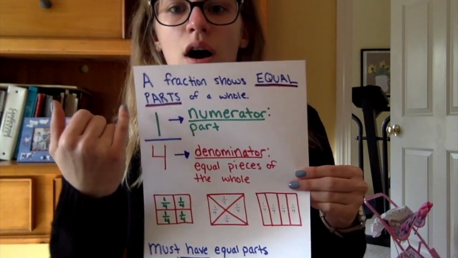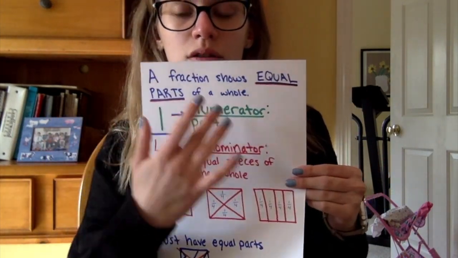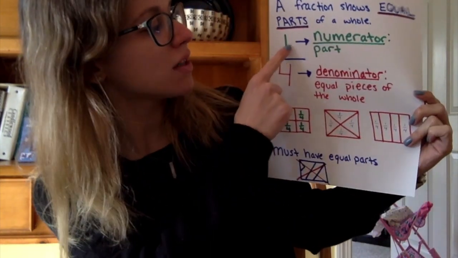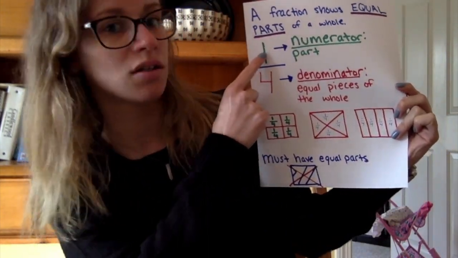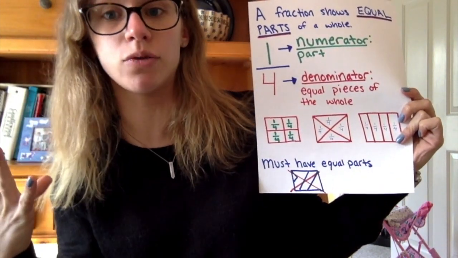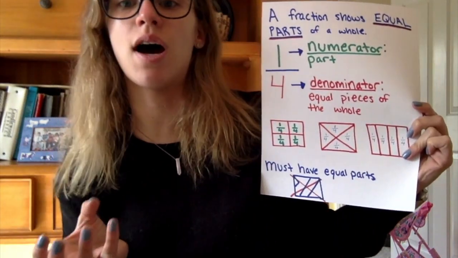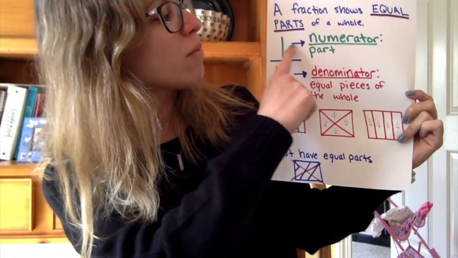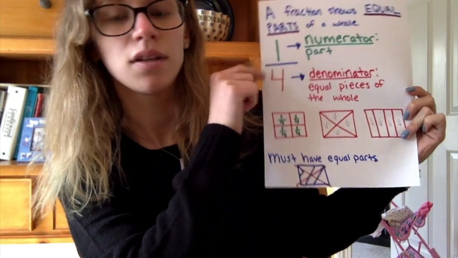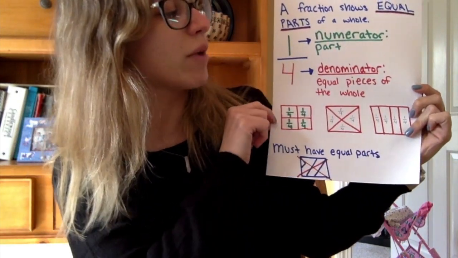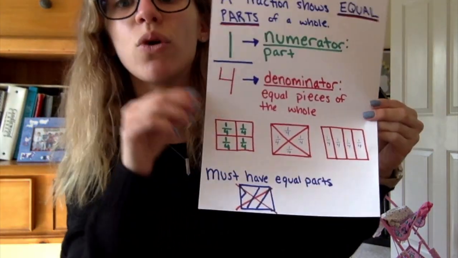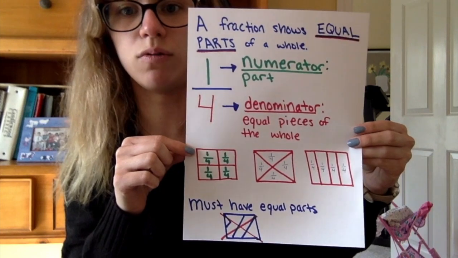So, a fraction shows equal parts of a whole. The number on top would be my part, and the number on the bottom is how many total equal parts I have for the whole object. So my number on the top is my numerator, and the number on the bottom is my denominator. My denominator is my equal pieces of the whole, the total equal pieces of the whole.